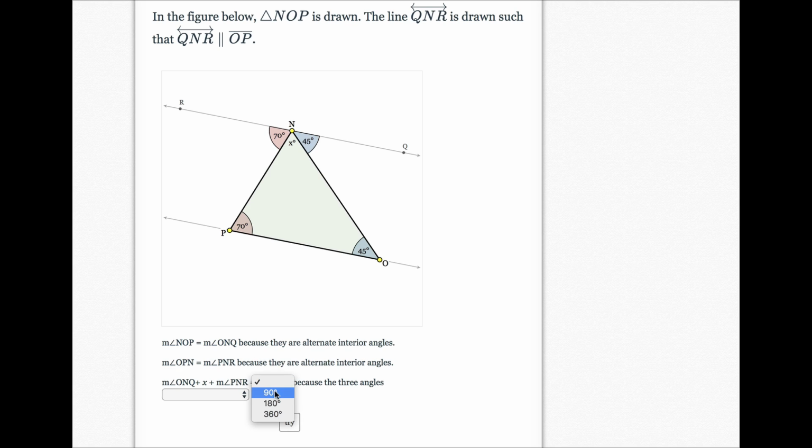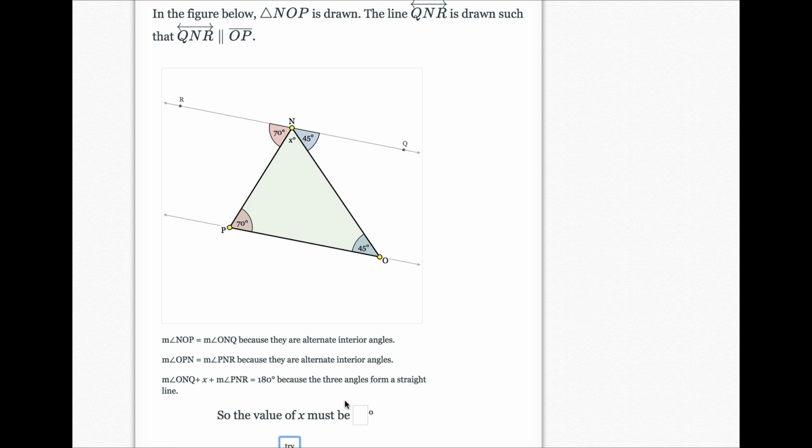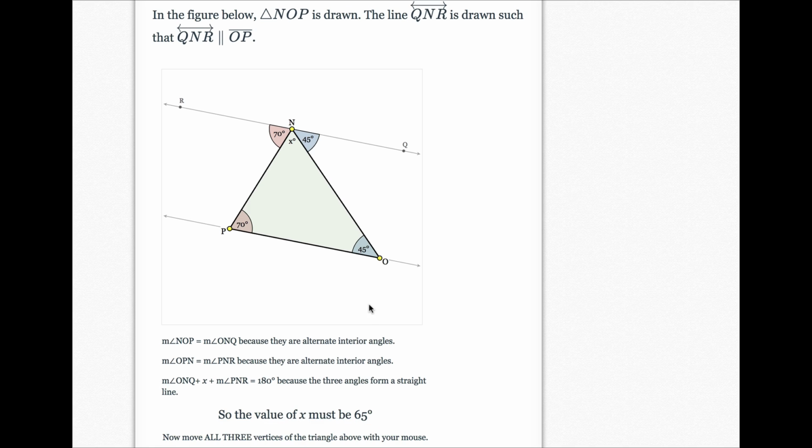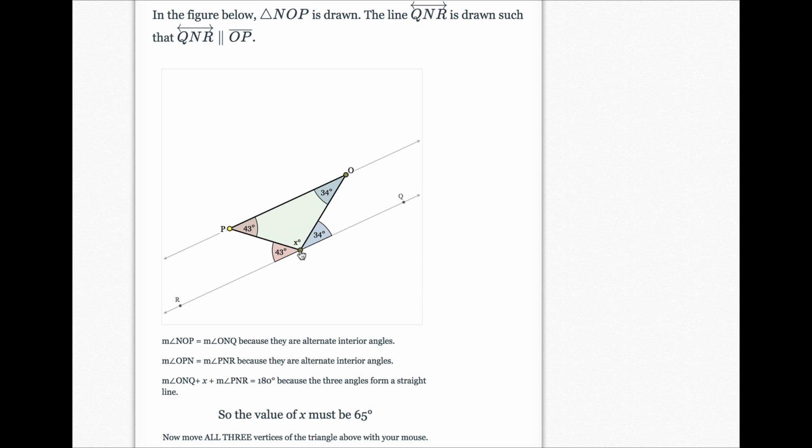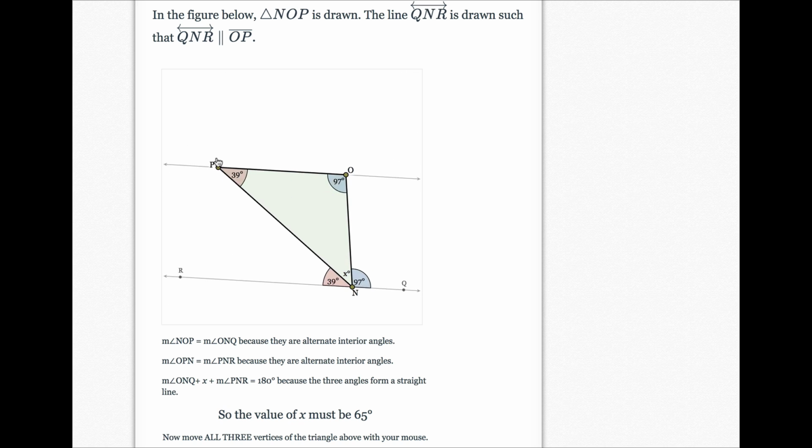After answering some basic questions, the students will be asked to drag the vertices around and see that the pattern will always hold. This will allow students to convince themselves beyond a doubt that the three angles in a triangle must add up to 180 degrees.